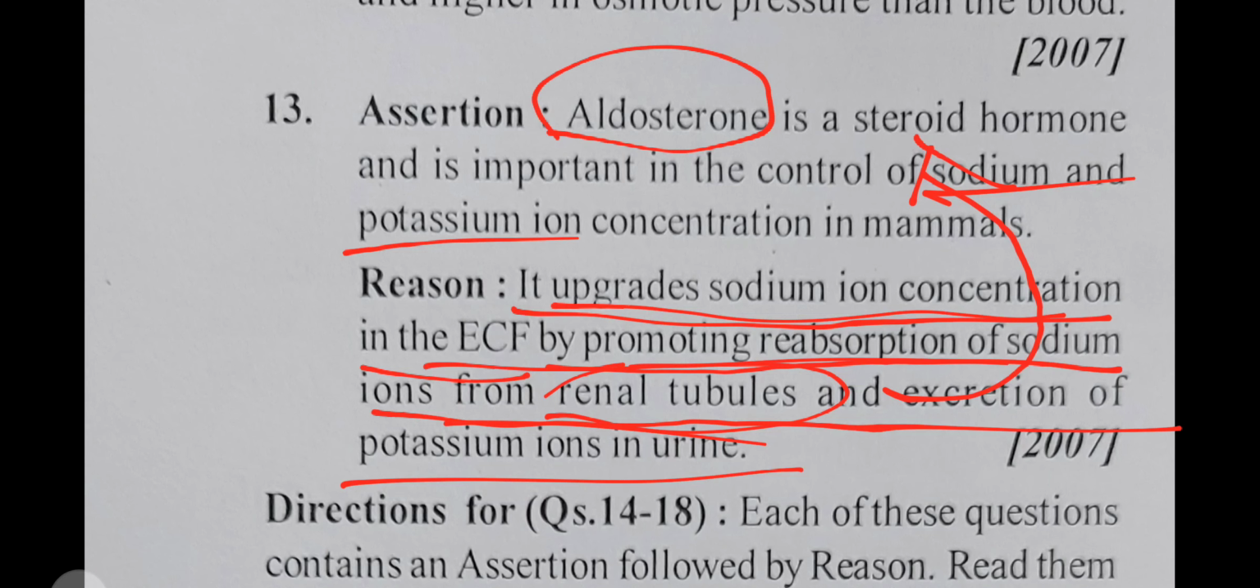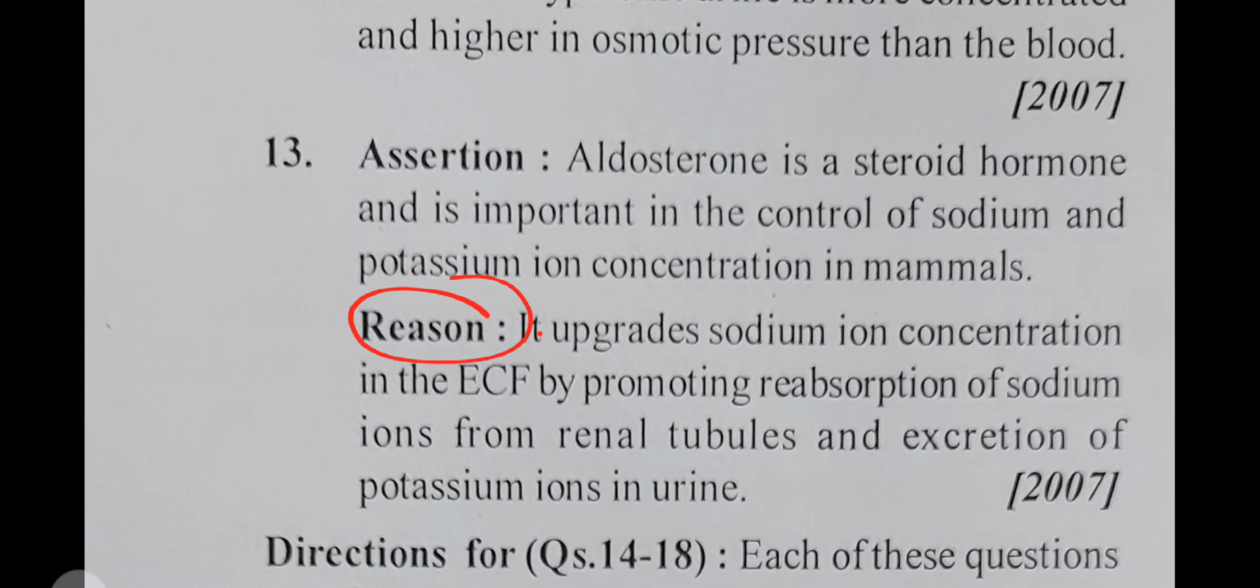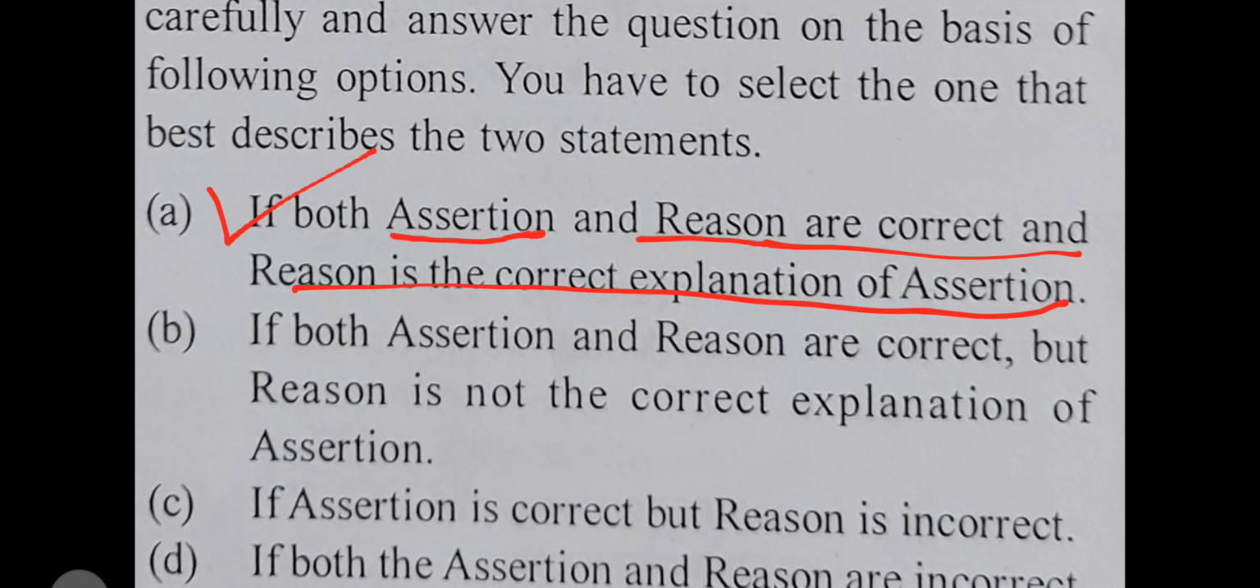So the reason is true, and this reason is the exact explanation of this assertion. Not only is it true, it is also the explanation for the assertion. So which option do you have to go for now? You have to go for the first option, that is, if both assertion and reason are correct, and reason is the correct explanation of assertion. So this is the right option, as both are correct and reason is an explanation of assertion.